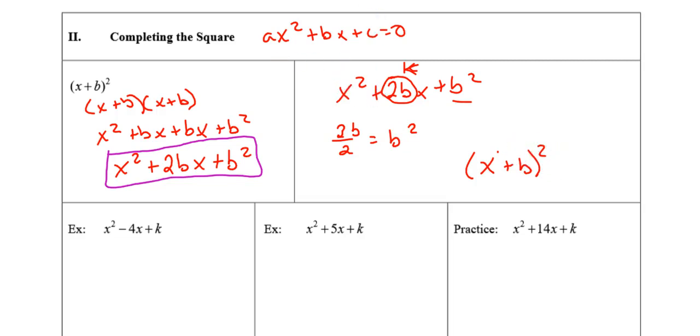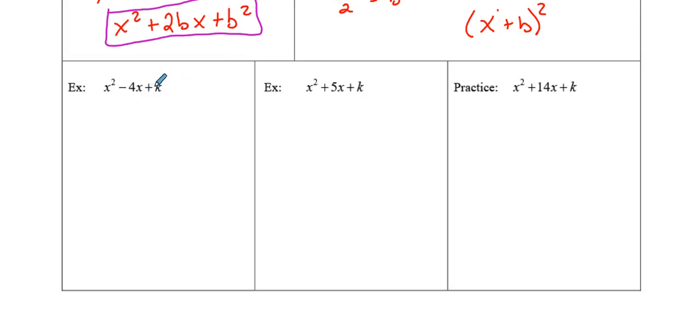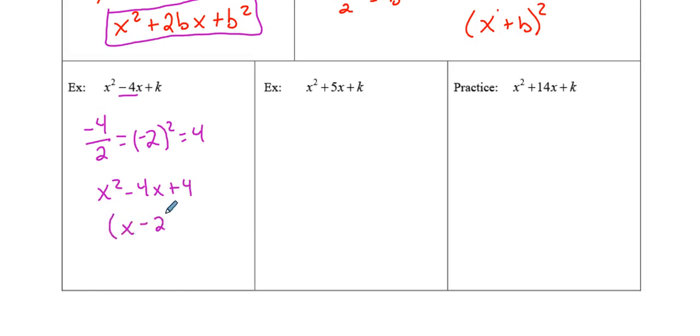Now, the sign here is very important, because if this is a positive number, then this will be a positive in the parentheses. If it's a negative 2bx, then this would be an x minus b, right? And we'll see some examples where they're different from each other. And let's just practice how this works with some actual numbers. So I have this expression, x squared minus 4x plus k, right? And I'm trying to figure out what to put here for k. So my term here is negative 4. So I'm going to come down here and say negative 4 divided by 2. That would give me a negative 2. So if I was to then square that value, I would get a positive 4. So x squared minus 4x plus 4 is now in the perfect square trinomial form, which I can then factor into x minus 2 squared.